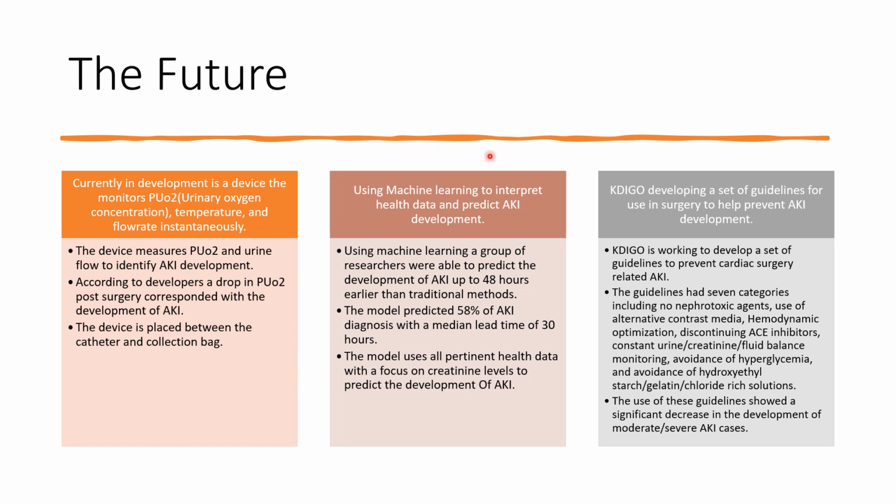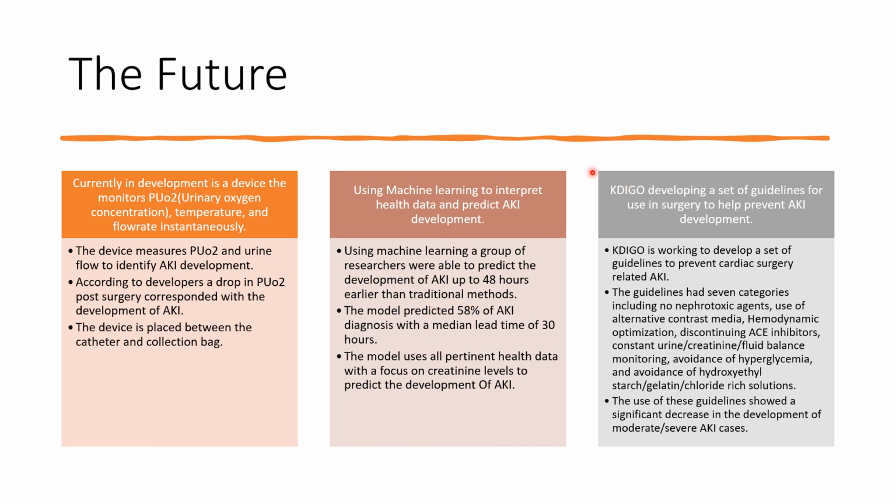Next, we have a machine learning model that was used to interpret health data and predict AKI development. So the model predicted 58% of AKI diagnosis with a mean lead time of 30 hours. It was also able to predict the development of AKI up to 40 hours earlier than traditional methods. So again, the earlier you can diagnose it, the better outcome for the patient, and the more you can do for them, and you can stop them from developing late-stage AKI.